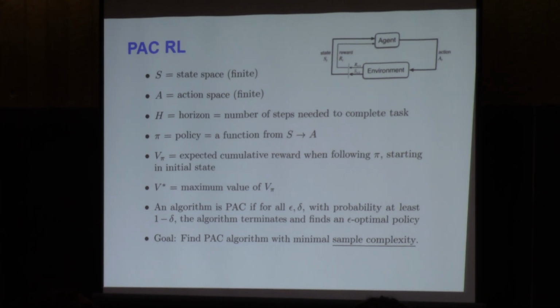And you don't just want any PAC algorithm, but the goal is to find a PAC algorithm with a minimal sample complexity. In other words, you want it to terminate needing as few episodes as possible. Okay, so an episode is just the term for performing a task, right? So the idea is there's an agent. Your algorithm is going to start out with some initial policy, and you'll perform the task repeatedly, updating the policy, and at some point you want to terminate and say, okay, I've got a pretty good policy.